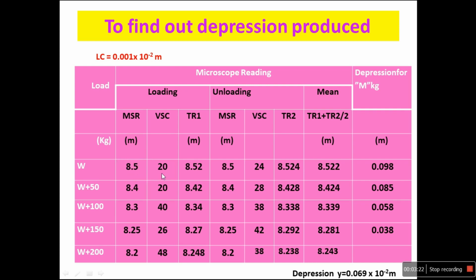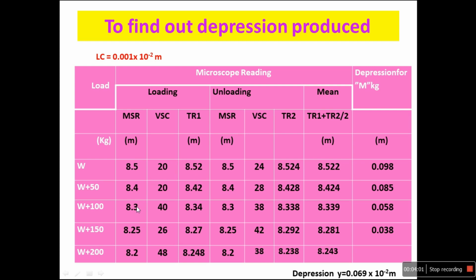And how to take the vernier scale coincidence? Out of 50 lines, there is only one line that exactly coincides with the main scale reading. Here the 20th line exactly coincides with the main scale reading, so I put 20, and this is the total reading. Multiplying this by the least count 0.001 and adding the two, you get 8.52. That is 20 into 0.001, and that value must be added to this one, so that you get the total reading. So 8.52 is the total reading for the first reading.